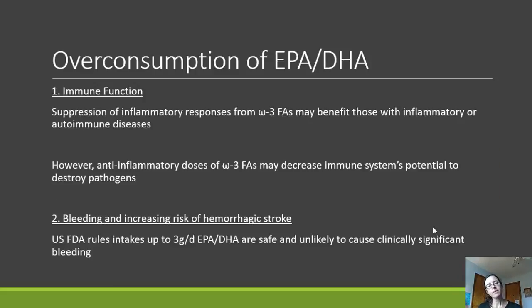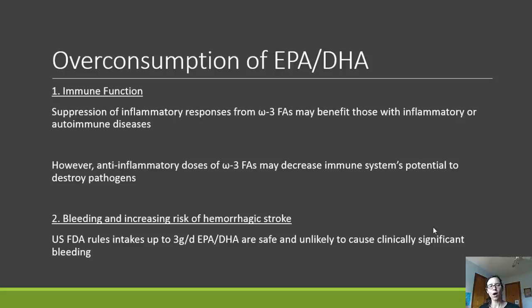Okay, we talked about how eicosanoids derived from omega-3s suppress an inflammatory response, which is generally really good. It inhibits the pro-inflammatory eicosanoids from arachidonic acid, and it produces its own anti-inflammatory eicosanoids. This can be really beneficial for those who have an inflammatory disease or an autoimmune disease where we really want to suppress the immune system. However, in healthy individuals, suppressing the immune system may not always be a good thing, because our immune system plays a critical role in protecting our body and destroying pathogens.